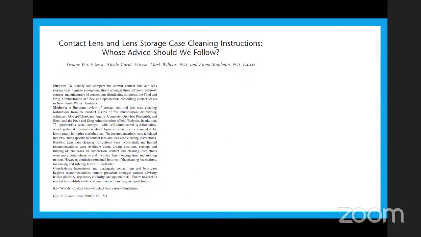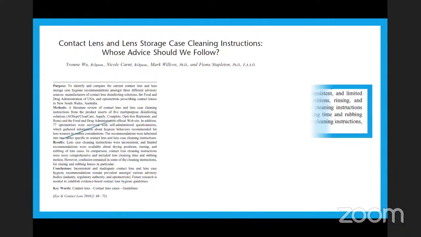One more study which I found very interesting looked at contact lens and lens storage case cleaning instructions: whose advice should we follow? There has been a bit of a dilemma, where recommendations from different organizational bodies were different. The instructions printed on the solution were different from what practitioners recommend. I would say that's a bit of an advantage as a practitioner, because we have the upper hand. We can tell them that we are looking at your eye, we know what's best for you, we have been looking at your ocular surface, and this is how we want to recommend you have the appropriate lens care regime.